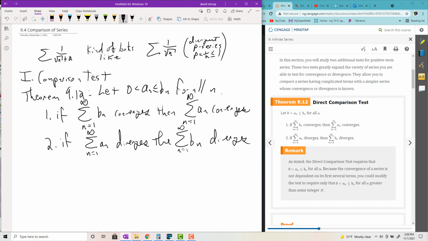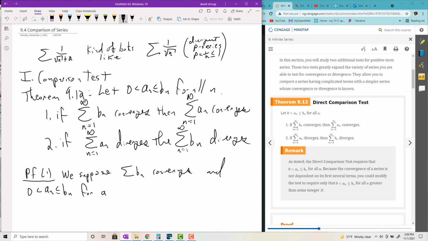We can take a look at the proof. I'll just prove the first statement and then use logic to conclude the second statement. So, the proof of 1. Basically, you assume in 1 that the series b sub n converges. So we suppose the series b sub n converges, and of course 0 is less than a sub n is less than b sub n for all n.